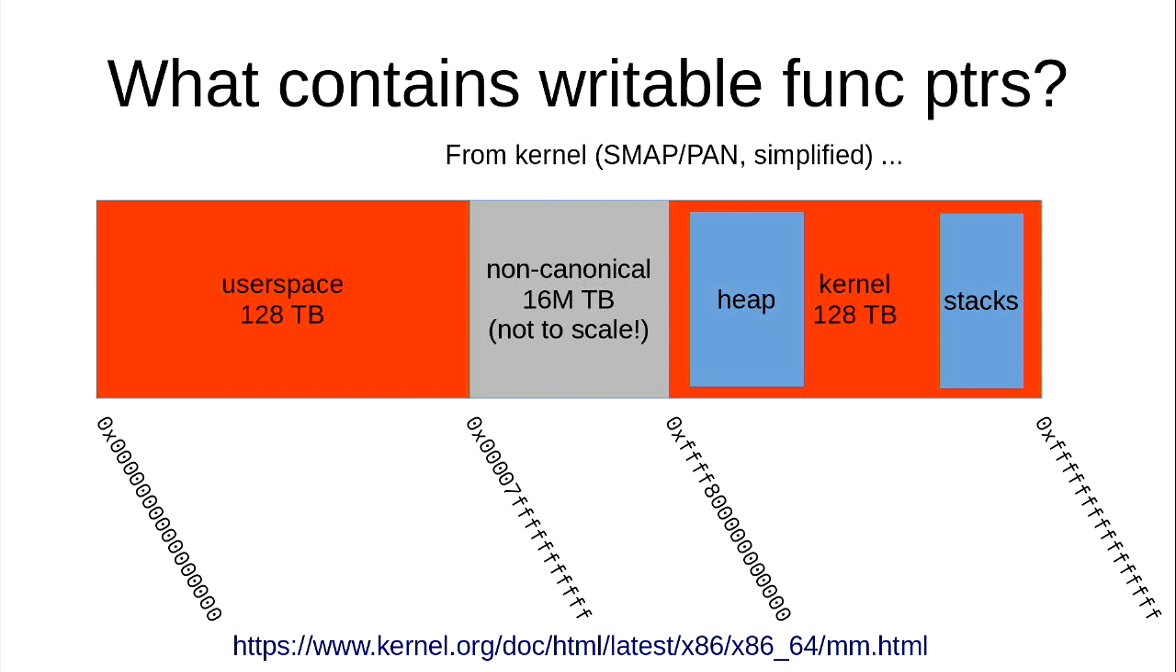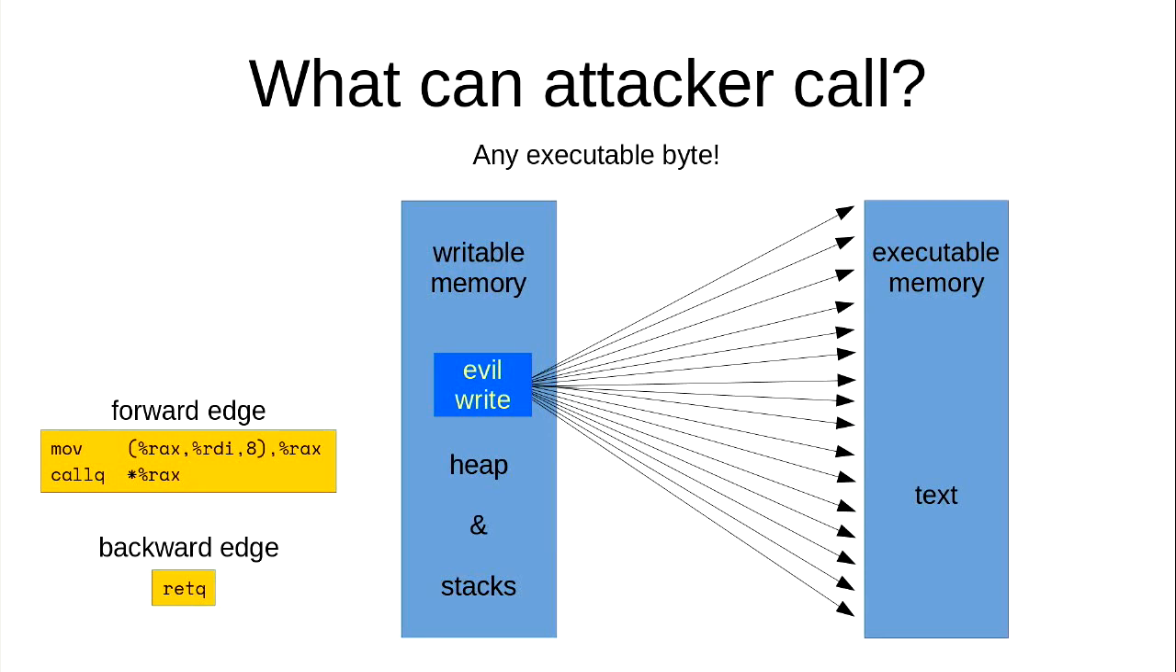But as we added SMAP and PAN, user space suddenly became out of bounds. And now that's a much more narrow attack surface. You have a lot less control as an attacker on what you can manipulate. So we're down to just the heap and stack. And so the question is, as an attacker, what can you call from the kernel if you have access to one of these function pointers, either through forward edge or through backward edge? You can basically jump to any byte in executable memory in the kernel, which is a gigantic exploitation surface.